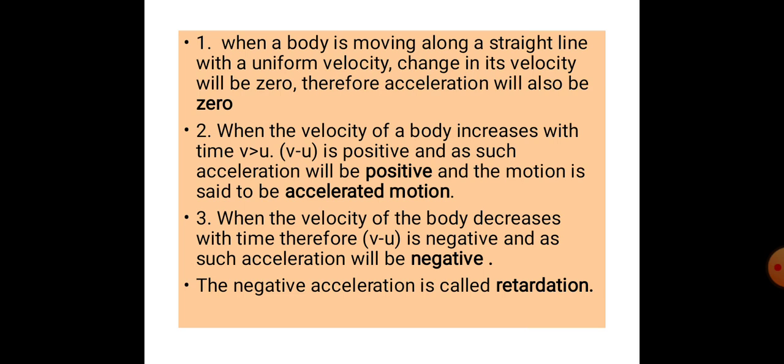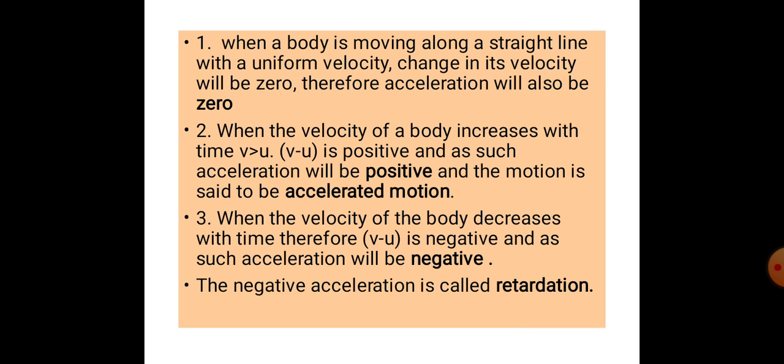Now we will discuss this. First, when a body is moving along a straight line with a uniform velocity, change in its velocity, v minus u, equals 0. Therefore, acceleration a equals 0. So in this way, acceleration will be 0. It means that the object has a constant velocity.